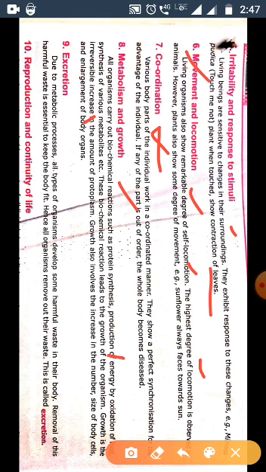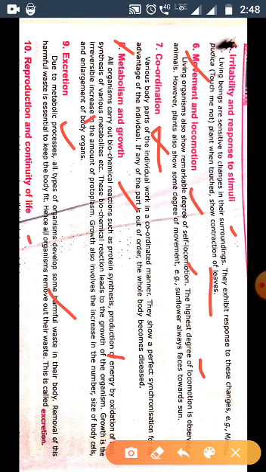Okay, next one is excretion. It will be discussed under this heading. You know that after the metabolic process, various waste materials are produced in the body cells that are harmful to the body. So it is a must to excrete the waste material, that is called excretion. For this process, various excretory organs are found in animals. That is kidneys, liver, and skin.